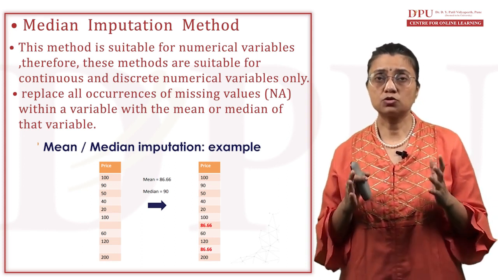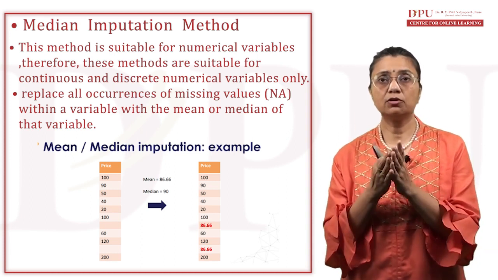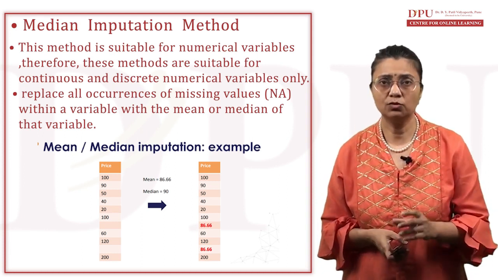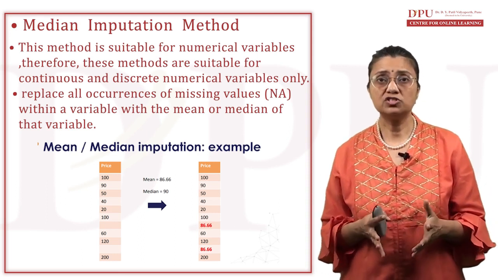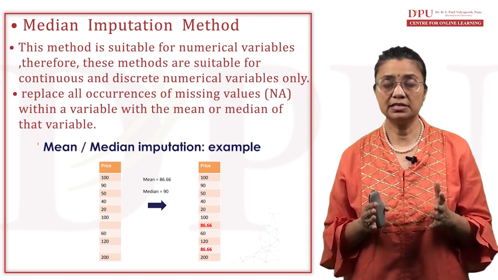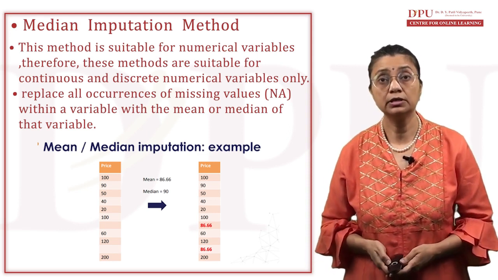So this is called as median imputation method because I'm imputing that particular blank cell with a particular value, which is an assumed value. It is a value which is not the real one, but it is assumed on the basis of some value which is present for that particular column.